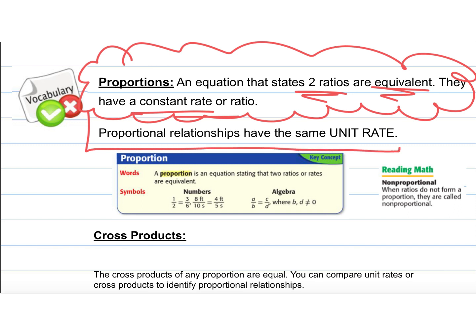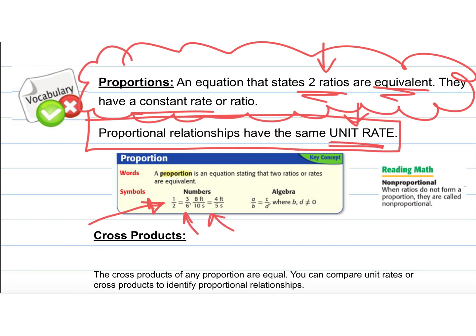Proportional relationships have the same unit rate. So we know what ratios are, we know what unit rates are. We're going to use those to create and solve proportions. If we look here, 1/2 equals 3/6. Those are equivalent fractions. Those are also proportions. Or we could say 1 to 2 equals 3 to 6, or 8 to 10 equals 4 to 5.